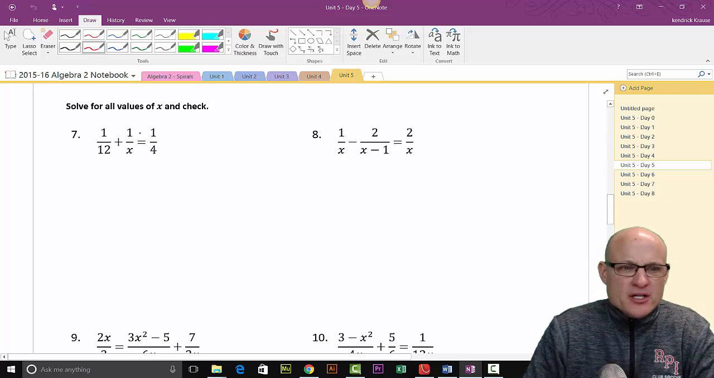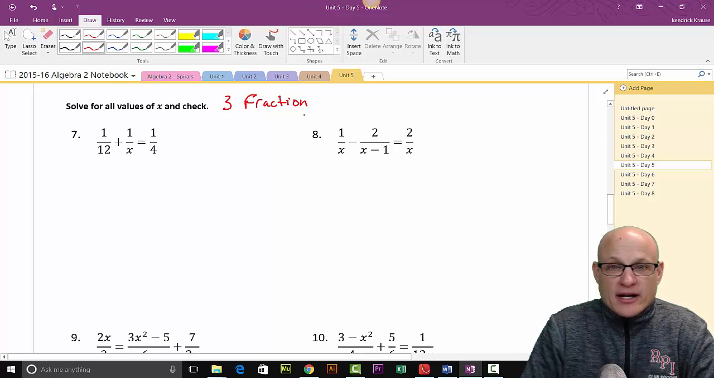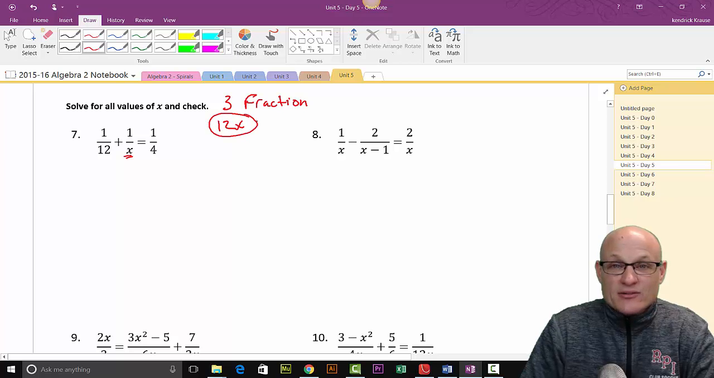And they were nice. So what we're going to do, now we have 3 fractions. It's not a bad problem. Let's take a look. If I look at the numbers 4 and 12, they both divide evenly into 12. And I have an x, so my lowest common denominator is 12x.